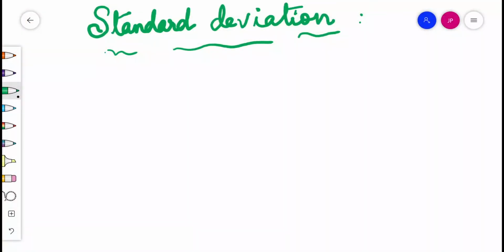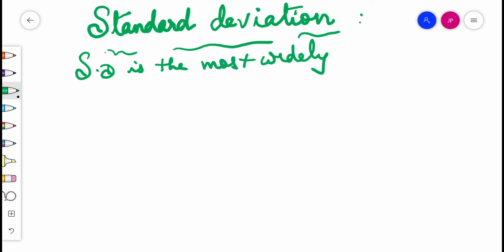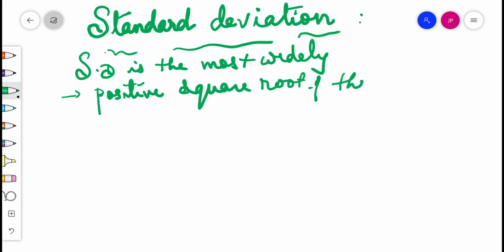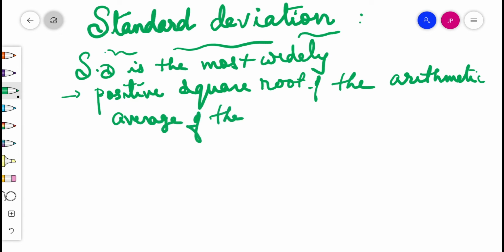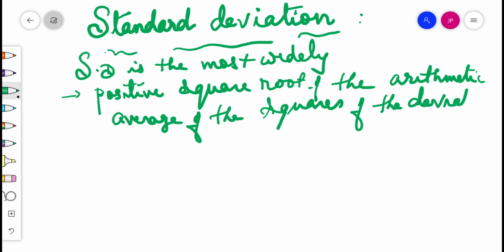Today's topic is standard deviation. What is standard deviation? Actually, standard deviation is the most widely used measure of dispersion because it is based on all items. Standard deviation is defined as the positive square root of the arithmetic average of the squares of the deviations taken from the mean.